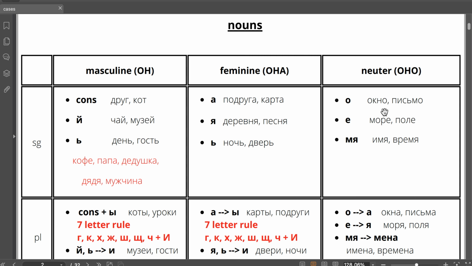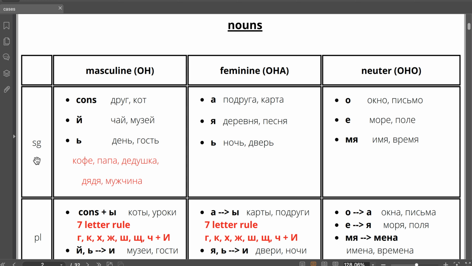Let's read examples. Окно, письмо. Окно, письмо. Window, letter. Море, поле, sea and field, and имя, время, name and time. And these two, they are very popular mistakes because students think they are feminine. They have я ending. No, they have мя ending, which is neuter. Имя, no gender. Время, no gender. No exceptions here again. So we have only masculine exceptions.